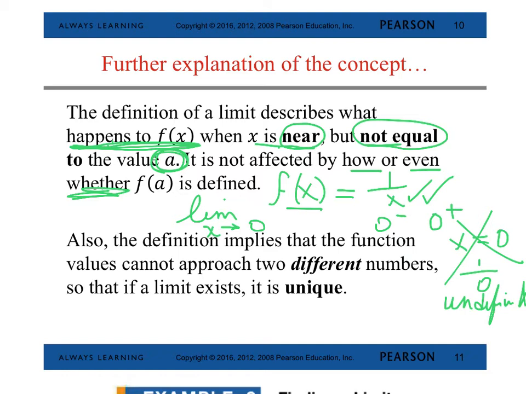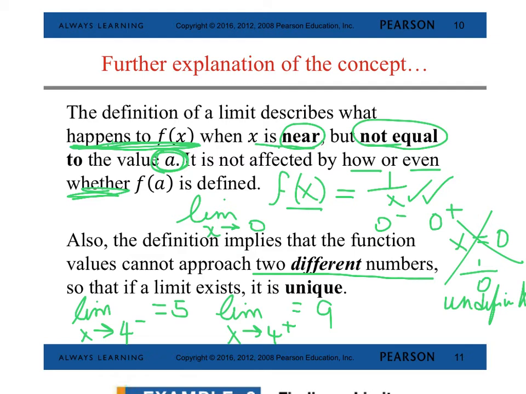Also, the definition implies that the function values can approach different numbers. In other words, if you had a function where the limit as x approached 4 from the negative side was equal to 5, and the limit as x approached 4 from the positive side was equal to 9, then the limit as x approaches 4, the way we say it is DNE, for does not exist. And we'll look at an example of that in a few minutes.